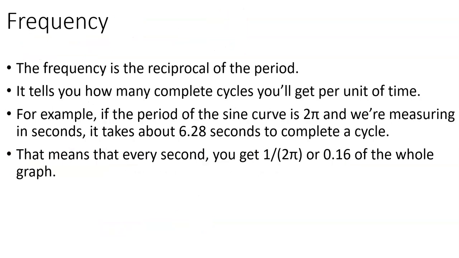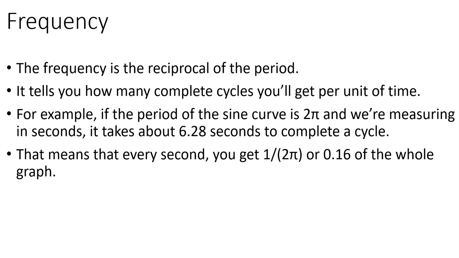All right, the last little thing to discuss here is frequency. So the frequency is the reciprocal of the period. So if the period of a cosine function is 2 pi, the frequency is 1 over 2 pi. A little description here, it says it tells you how many complete cycles you get per unit of time. So if you get 1 cycle of the cosine in 2 pi, then every second you get 1 over 2 pi of the cycle.